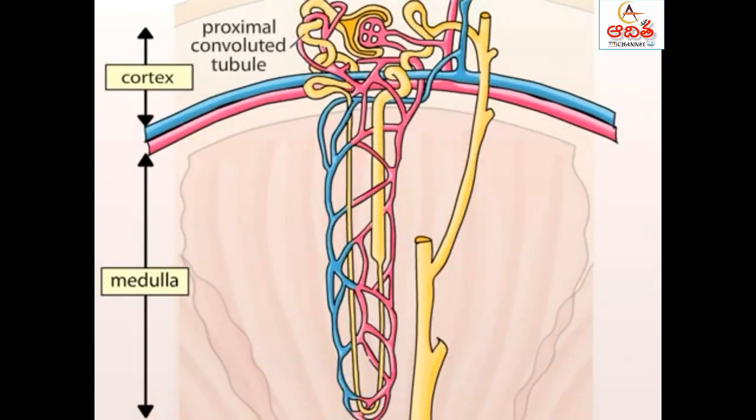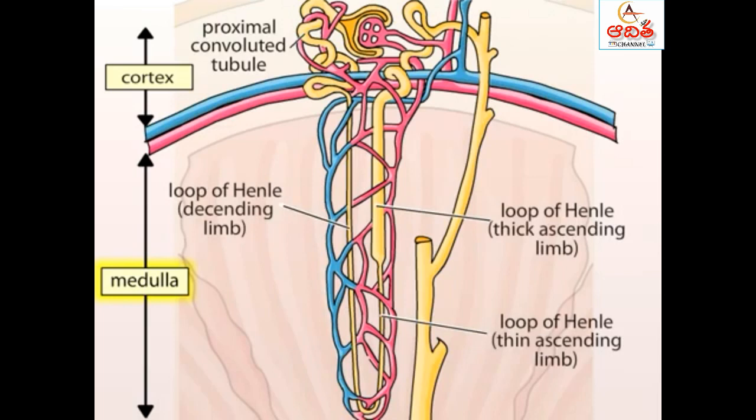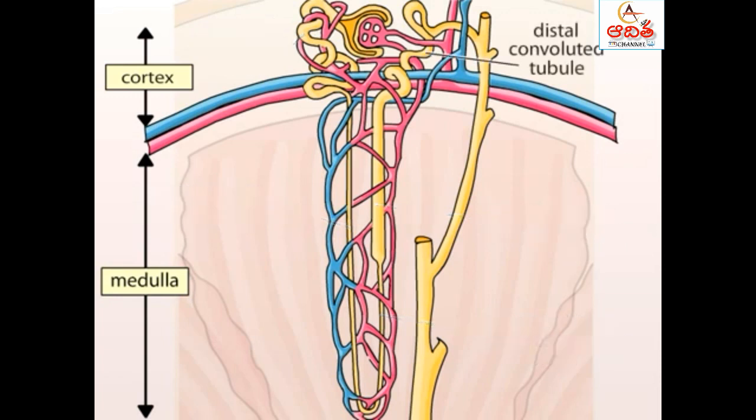From the proximal convoluted tubule, the nephron tubule turns down into the medulla. The portion of the tubule in the medulla is called the loop of Henle. Where the ascending limb of the loop of Henle reaches the cortex, it becomes the distal convoluted tubule. The distal convoluted tubules of many nephrons join a common collecting duct in the cortex.